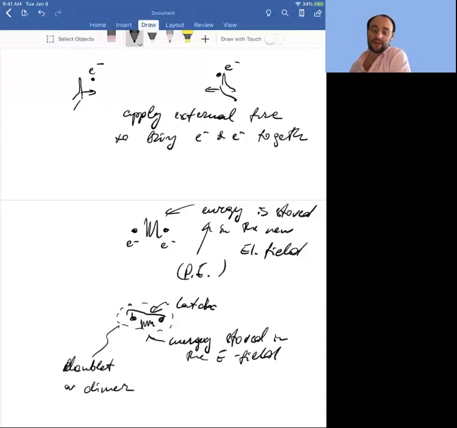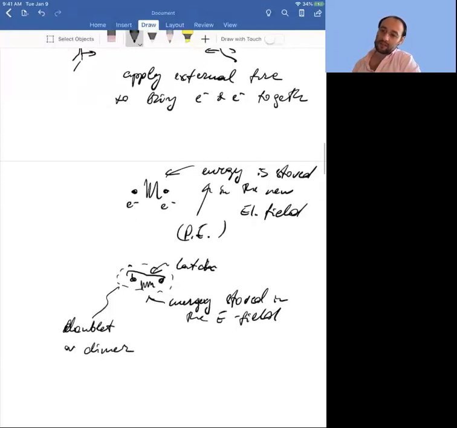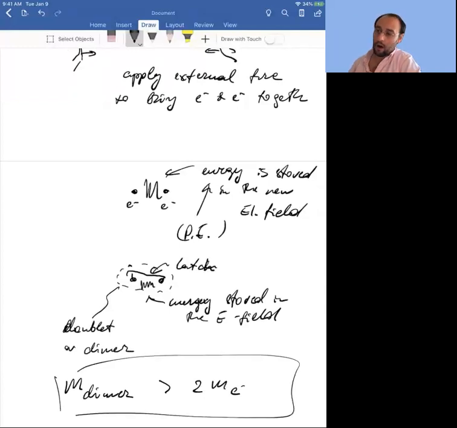It shouldn't exist. You cannot have an atom with two electrons. You need an electron and a proton for them to attract, but you took care of that by having a latch. Well, there's energy stored in this atom. It's stored in space between them. It's stored in the electric field. So the mass of this dimer is bigger than 2 times the mass of the electron. You see, that's the brouhaha.